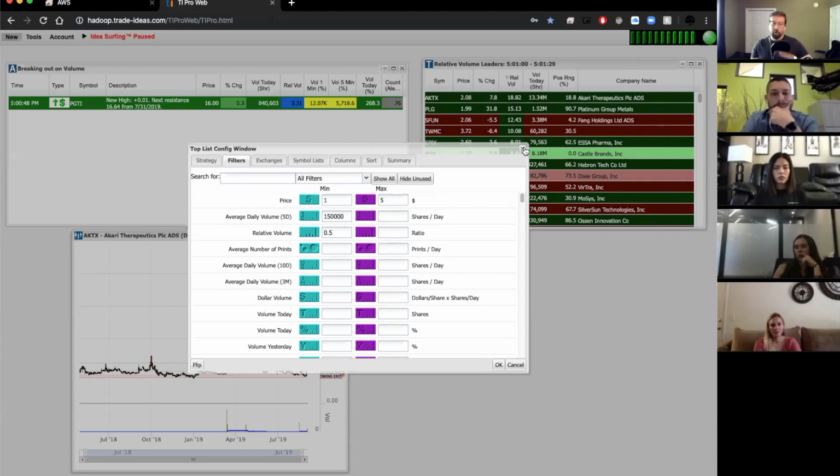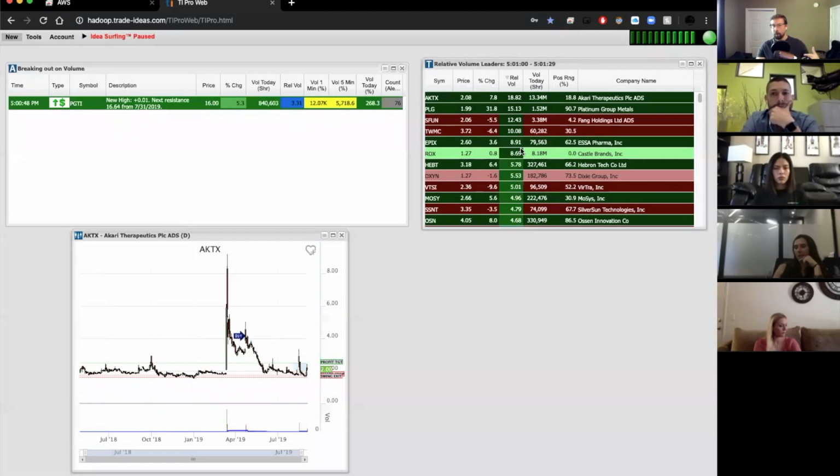But the way we treat relative volume is to say, how much volume is the stock doing today versus how much volume does it normally do, right? So I want to take the whole universe of stocks and filter it down to a few stocks, but then I want to see who's doing the most. Who's doing the most relative volume at this time? And these update every 30 seconds.